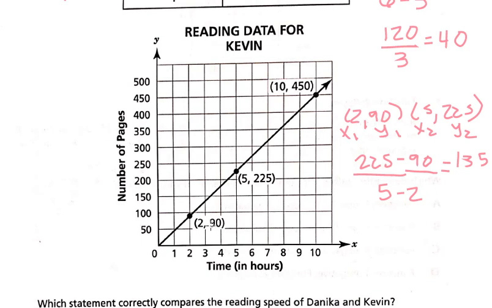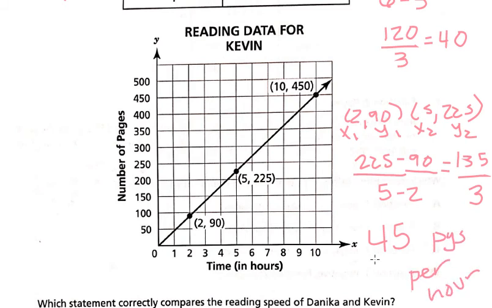Oh, yeah, because that's 90. Oh, yeah, look at that. Those aren't even those numbers. So we got 225 minus 90, and then we've got 5 minus 2. That's going to give us 3. So we've got 135 divided by 3. So what we're seeing here is that Kevin reads 45 pages per hour.